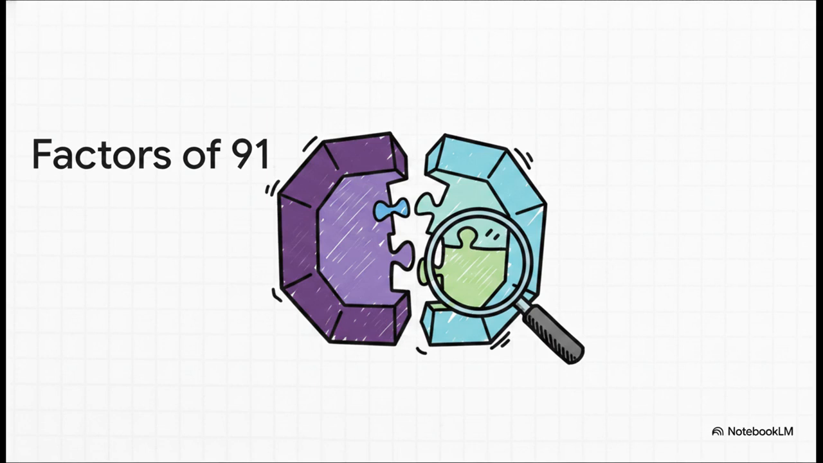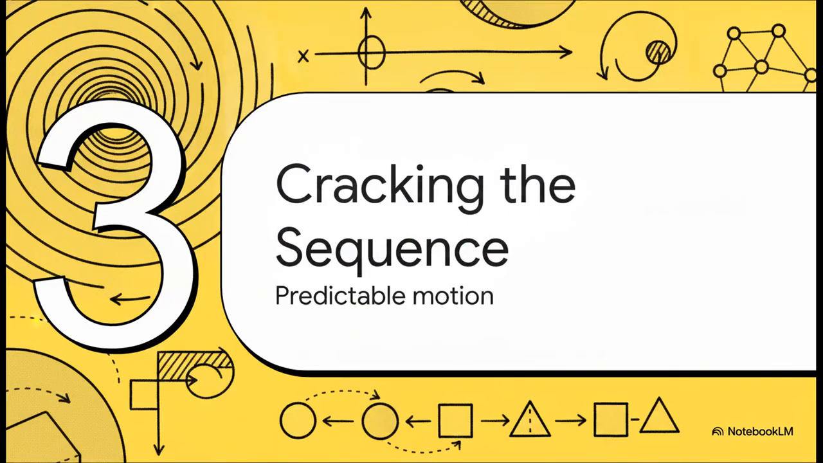Well, actually, scratch that. It turns out 91 is totally a composite number. If you divide it by 7, it goes in perfectly, exactly 13 times. So its factors are 1, 7, 13, and 91. It just goes to show that in mathematics, looks can be incredibly deceiving, and you've always got to test your assumptions. Section 3. Cracking the sequence code.